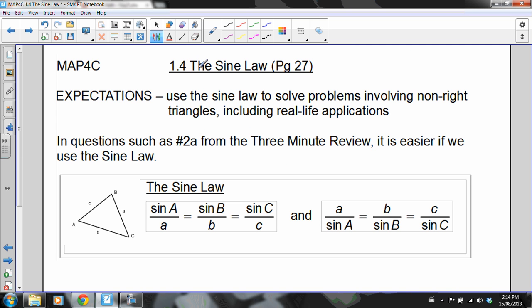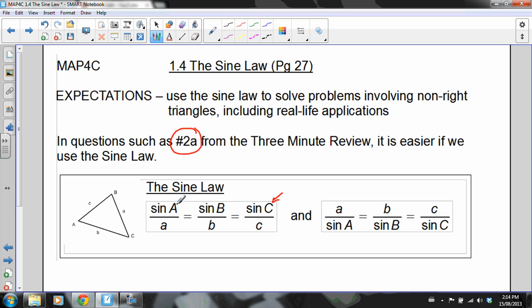The lesson today is on the sine law, and I think some of you have been itching to use the sine law, especially in cases like the 3-minute review, where if we use the sine law, we wouldn't have to have 2 steps. It would be a 1-step thing. And if you remember the sine law, there's actually 2 versions of it, but they're really the same thing, right?